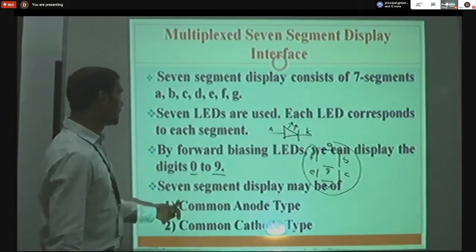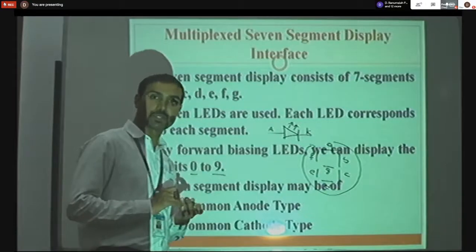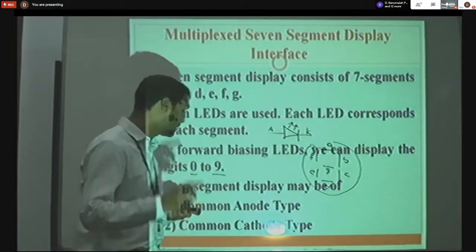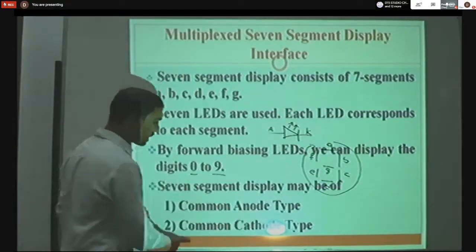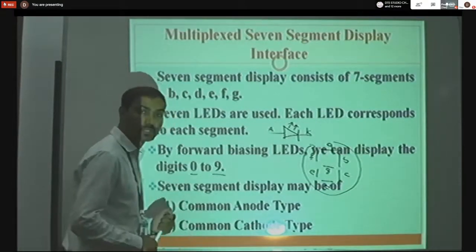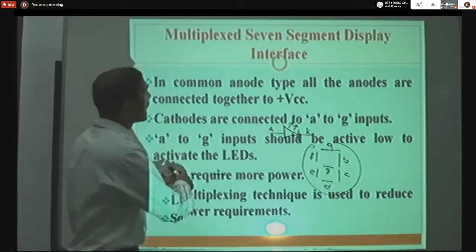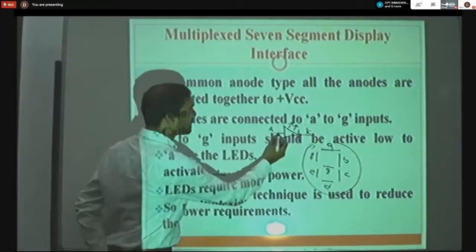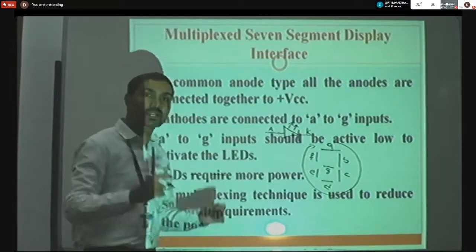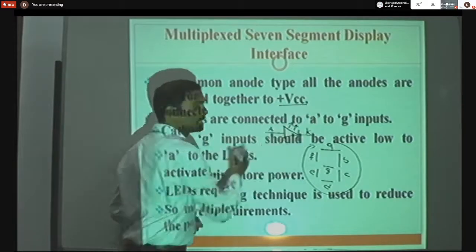There are 2 types of 7-segment display, which we can use in 2 various methods. One is called the common anode type, the other the common cathode type. Sometimes it's called the common anode method, common cathode method. What exactly is common anode? As the name indicates, in common anode type all the anodes are connected to a common point. From that common point, we are connected to plus VCC.